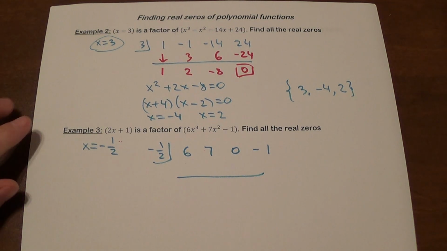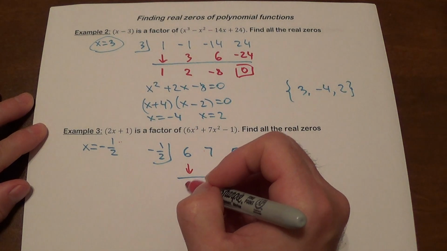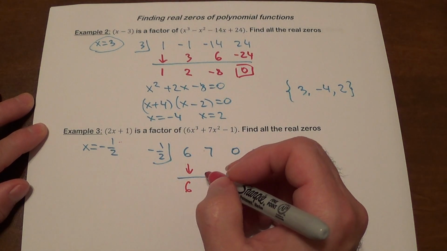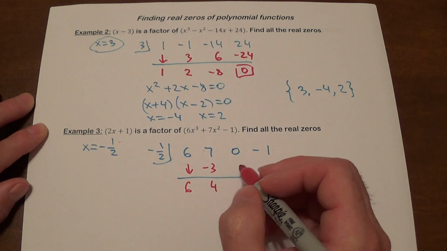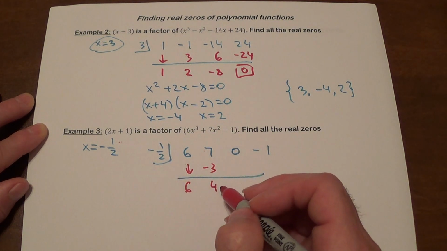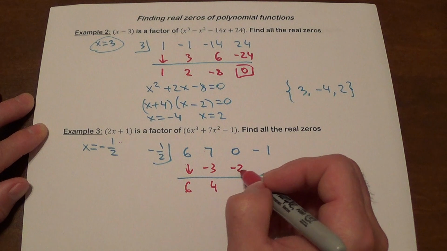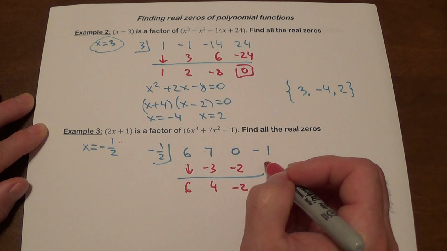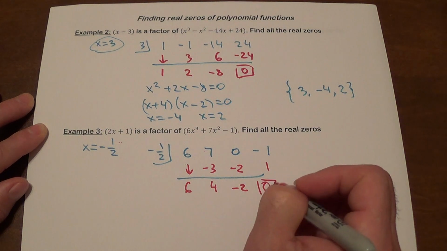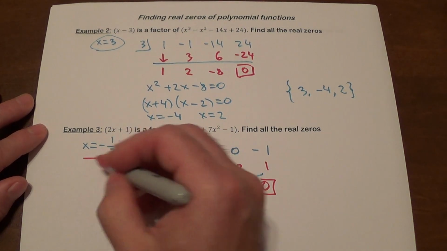I'm going to go ahead and do synthetic division. 6. Negative 1/2 times 6 is negative 3. That's going to give us 4. Multiply these two, it's going to give us negative 2. This is going to give us negative 2. Negative 1/2 times negative 2 is 1. And we have 0 as expected. So we got one number here.